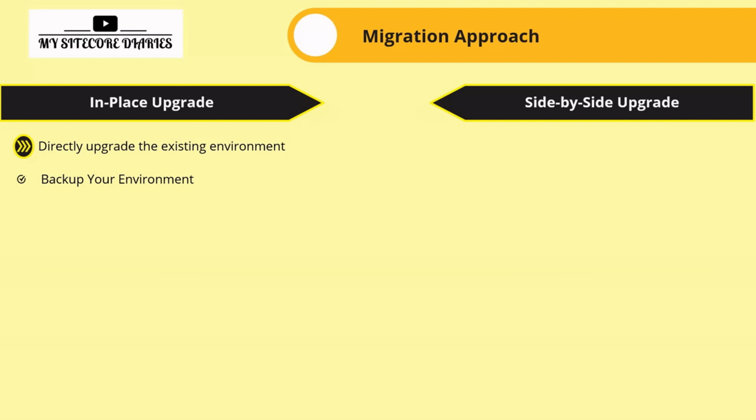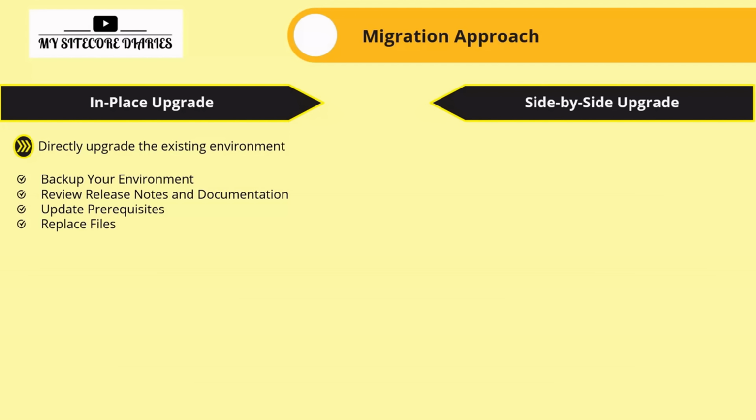Obviously, the first one is backing up the environment. You need to back up your environment so that you can revert back in case anything goes wrong. The next one is reviewing the release notes and documentation. Whenever you are upgrading to the latest version, you have to review what is in that version, and the documentation also. Then update the prerequisites, whatever updates are required before the installation.